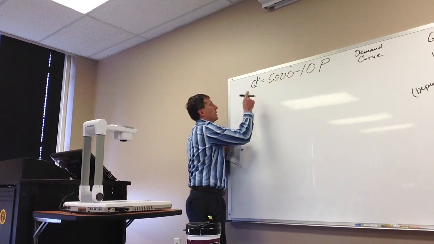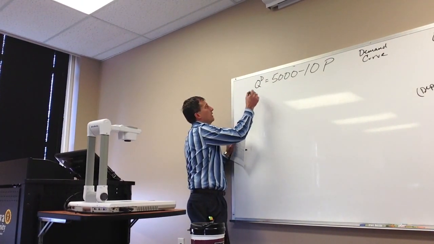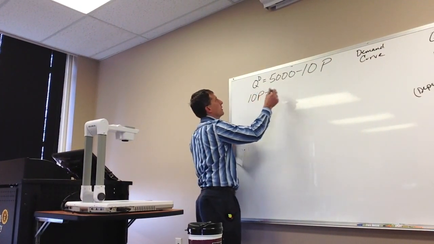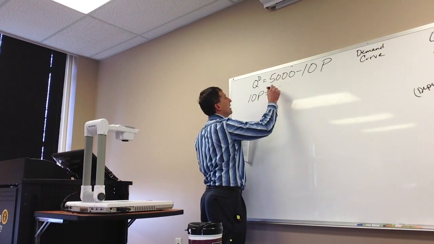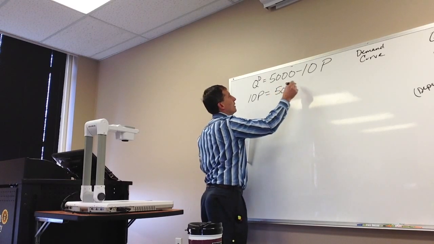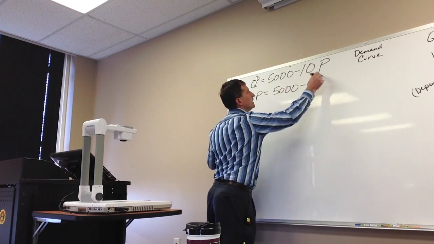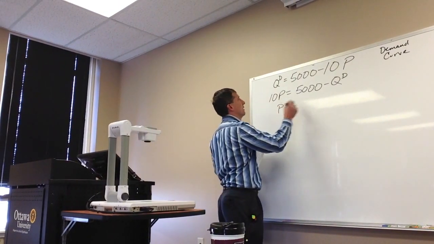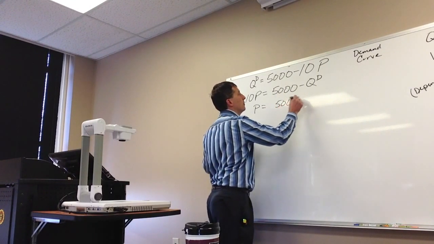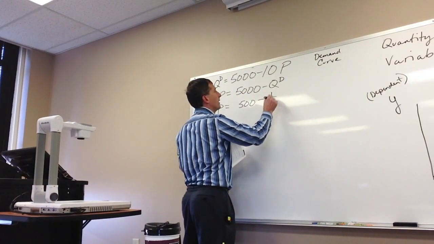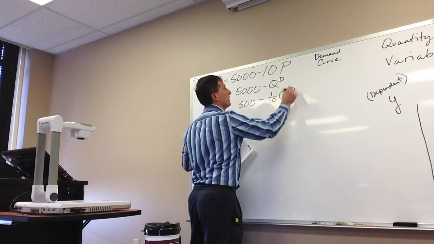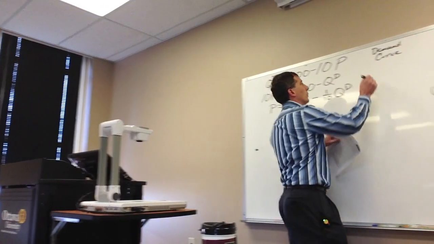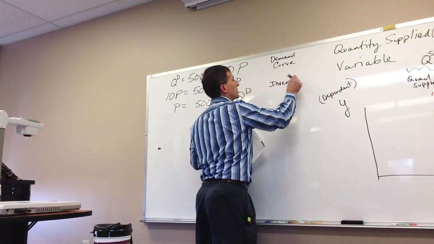We can always take this expression and throw the junk over to the other side. So I'll do it in a couple steps here. 10p equals 5,000 minus QD. And P equals 500 minus 1/10 QD. We're going to call this the inverse demand curve.